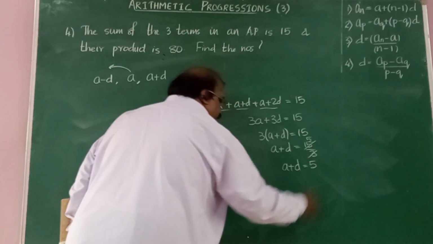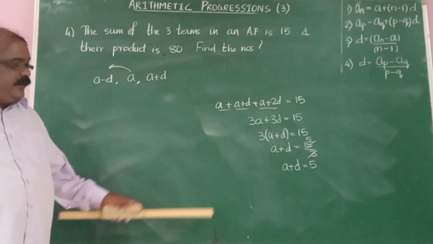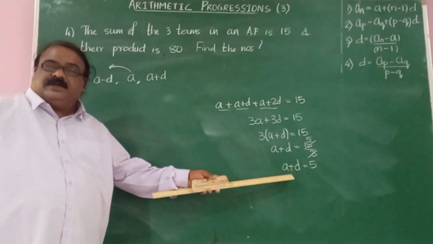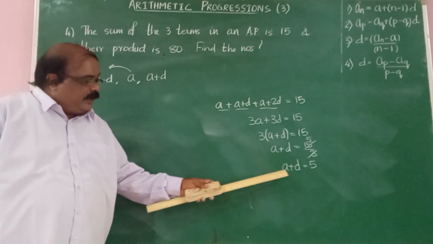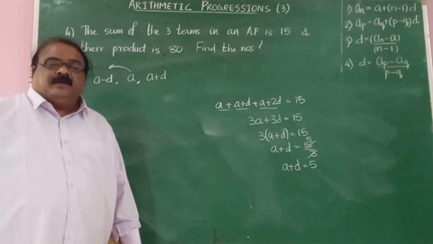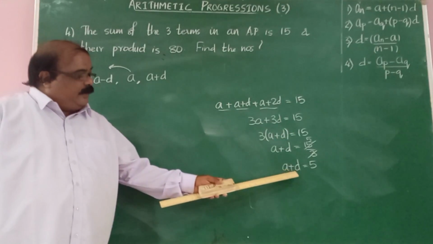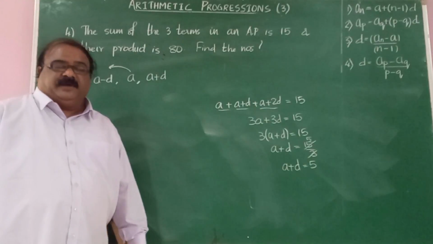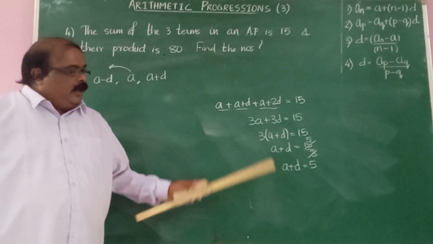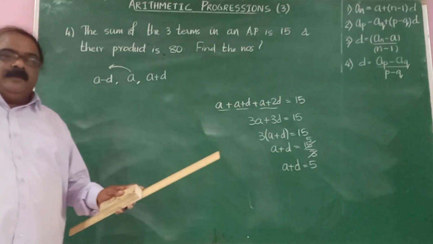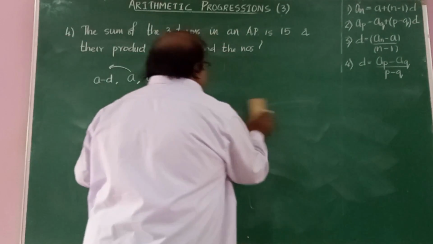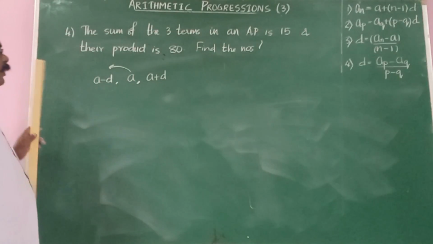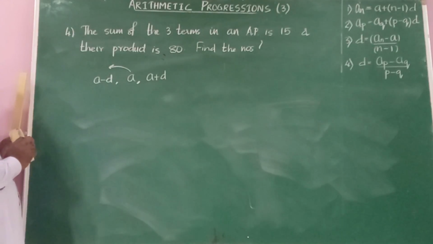a plus d is equal to 5. Now here, neither do I know the value of a, nor the value of d. a can be 3, d can be 2, a can be 4, d can be 1. I will again further have to substitute d is equal to 5 minus a. I can still do the sum, but it will be simpler had I taken the three numbers to be a minus d, a and a plus d.